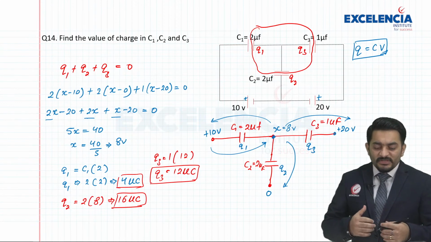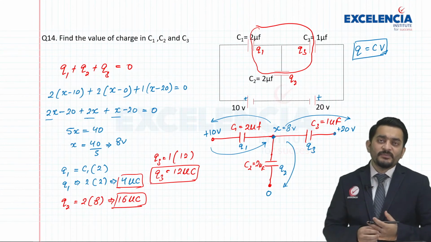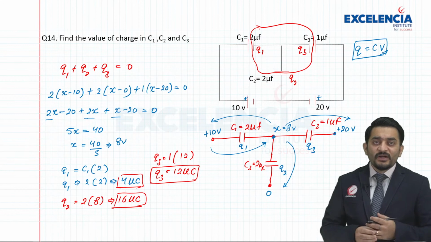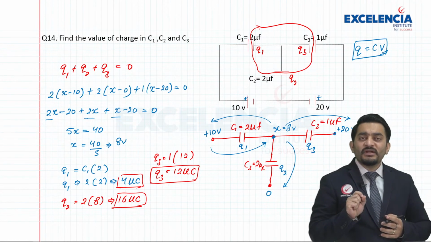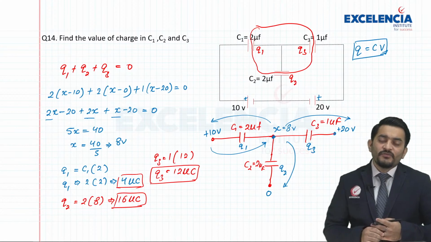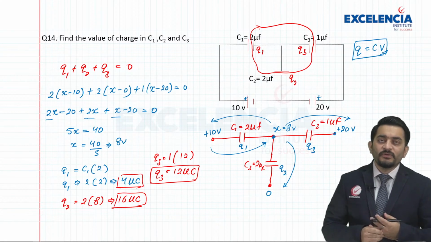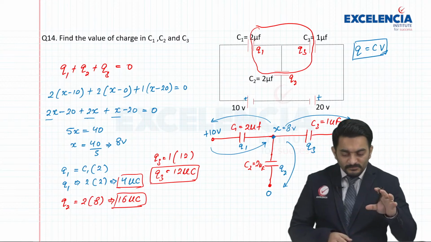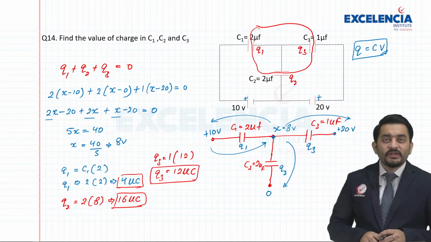There's no need to redraw the diagram or break it. The moment you see any circuit where you can relate it with this particular T junction, you can go with this approach where you can directly get the answer for your charges for all 3 capacitors, and you can select your correct option accordingly. I hope things are very clear to everyone till now. We have solved 14 questions.